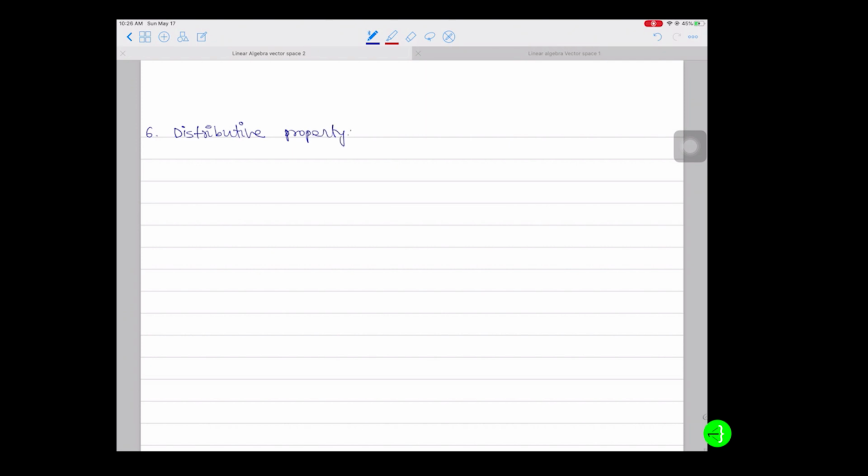And the distributive property is a times (u plus v) equals a times u plus a times v. And it goes here: (a plus b) times u equals a times u plus b times u, for all a and b belonging to F and u and v belonging to the vector space V. So these are the properties, and you can easily prove them as well.